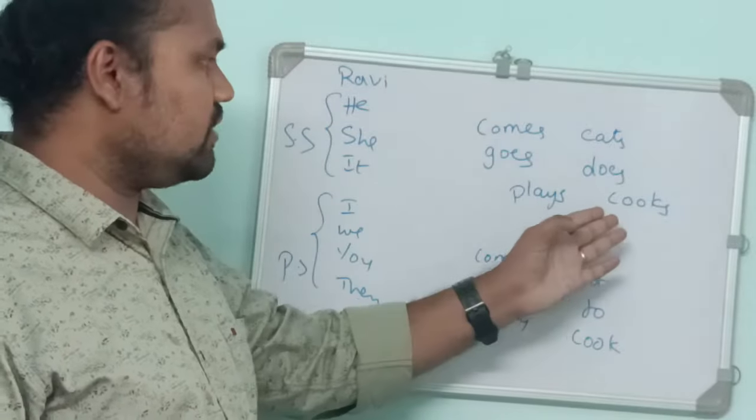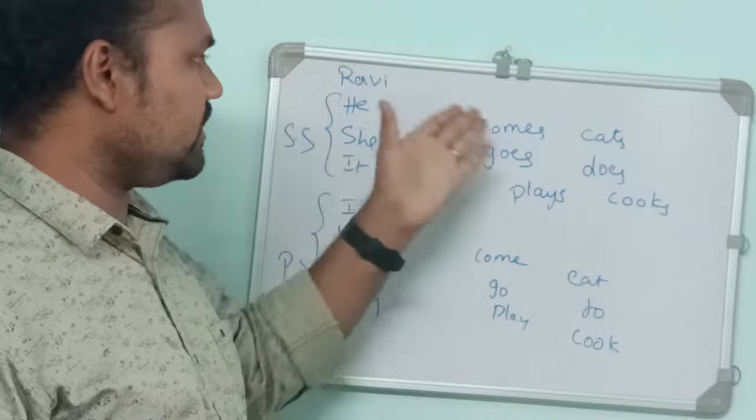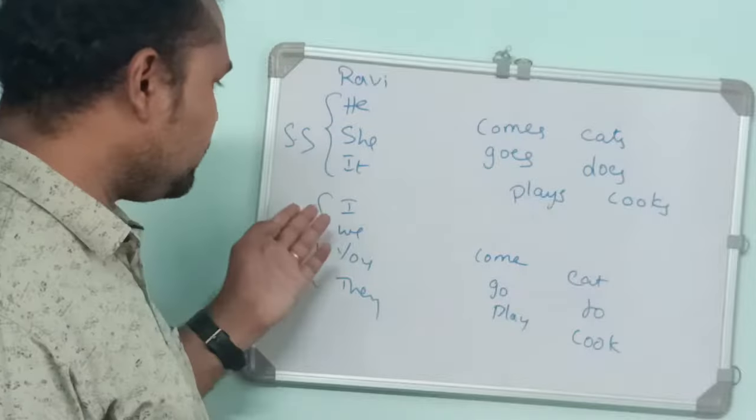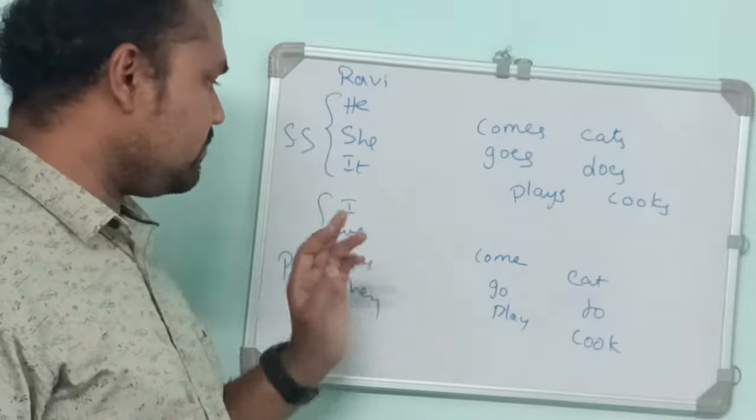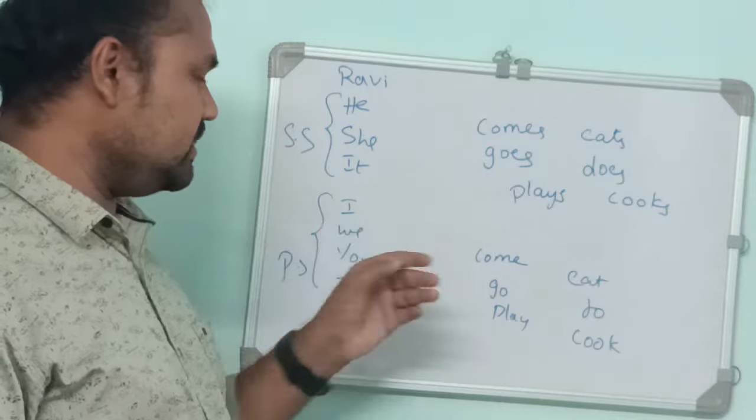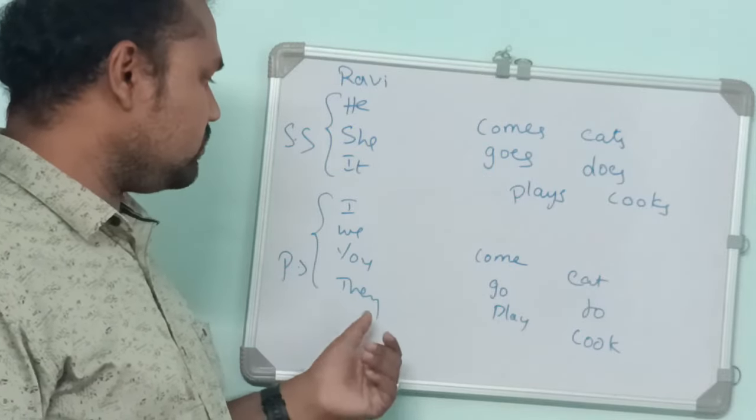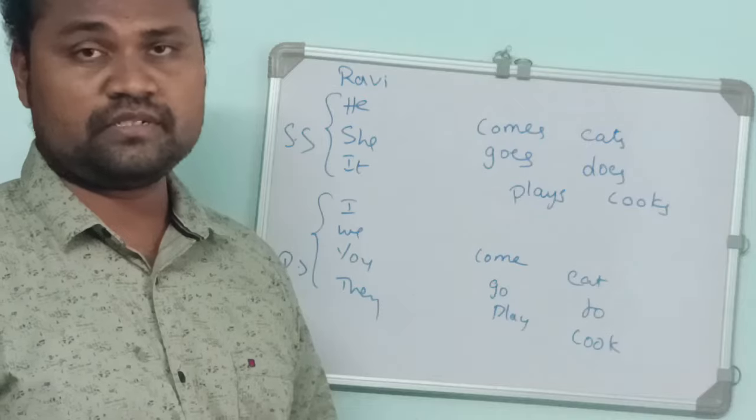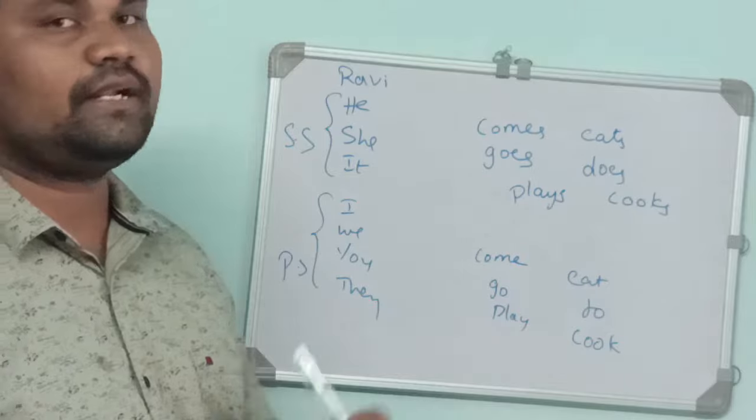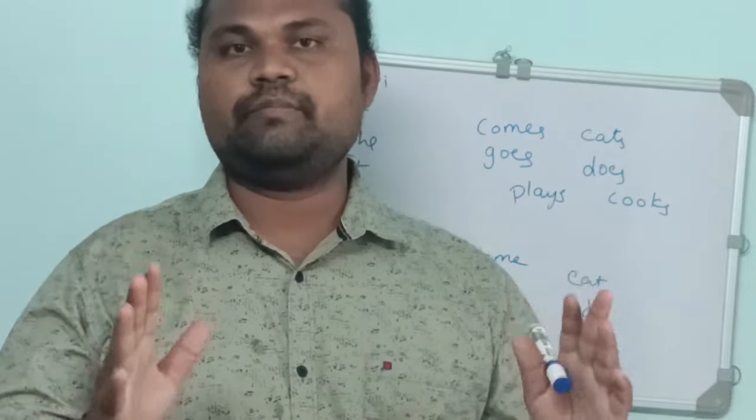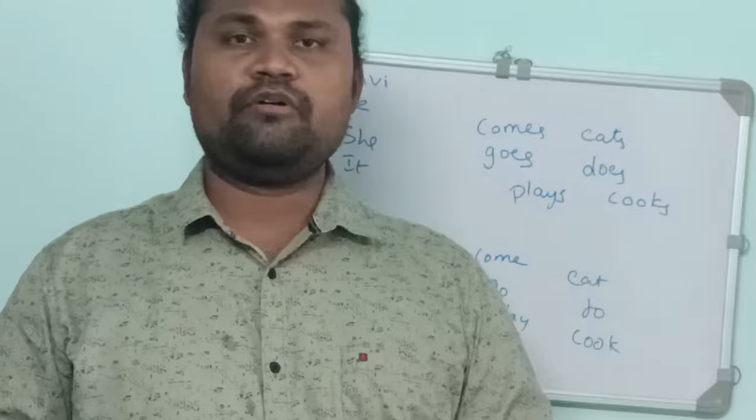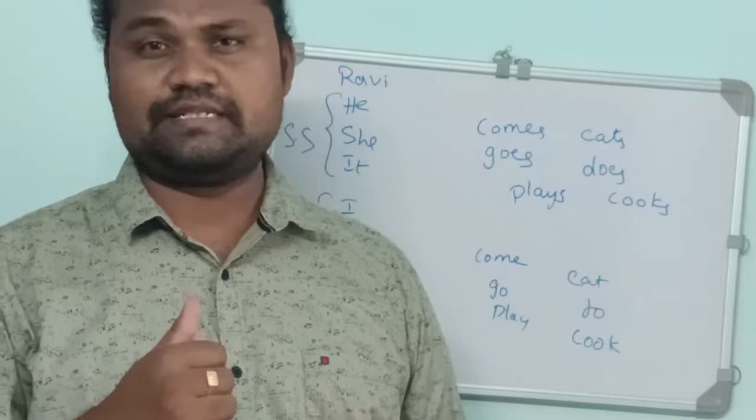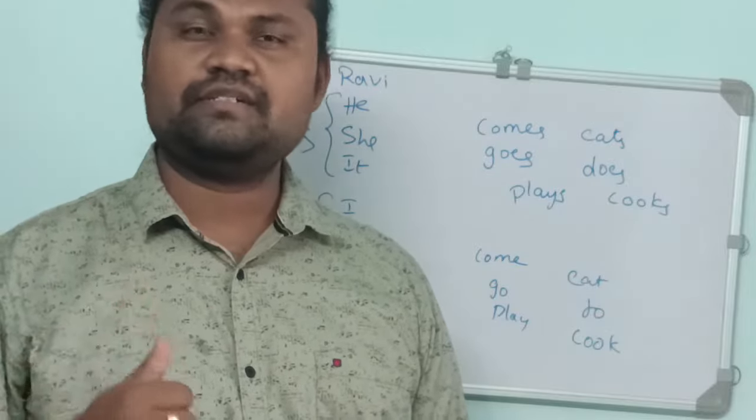He goes to office every day, right? He plays cricket every evening. She eats. Ravi cooks, Ravi goes, Ravi comes. Lata cooks very well. Coming to plural subjects: I come, we come, you go, they play, I eat, we do, you cook, they cook. Like that, you need to match plural subjects with plural verbs. If you maintain agreement like this, your English will be perfectly correct, my dear friends.